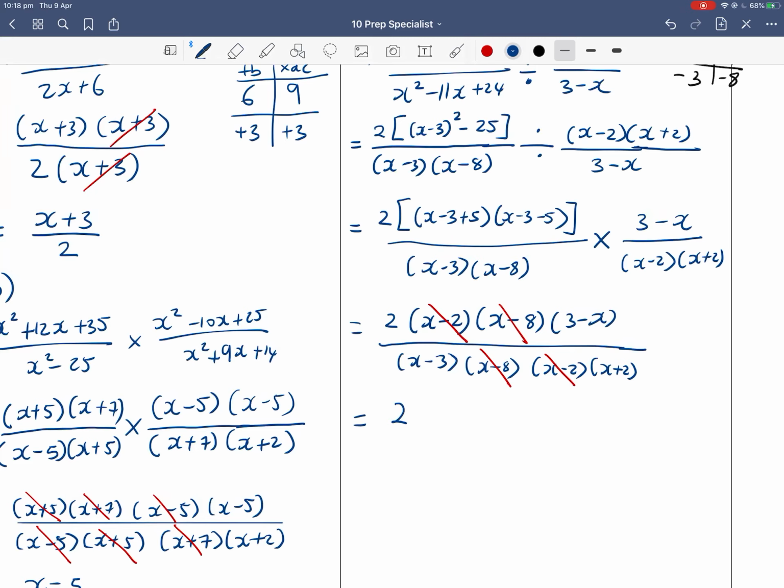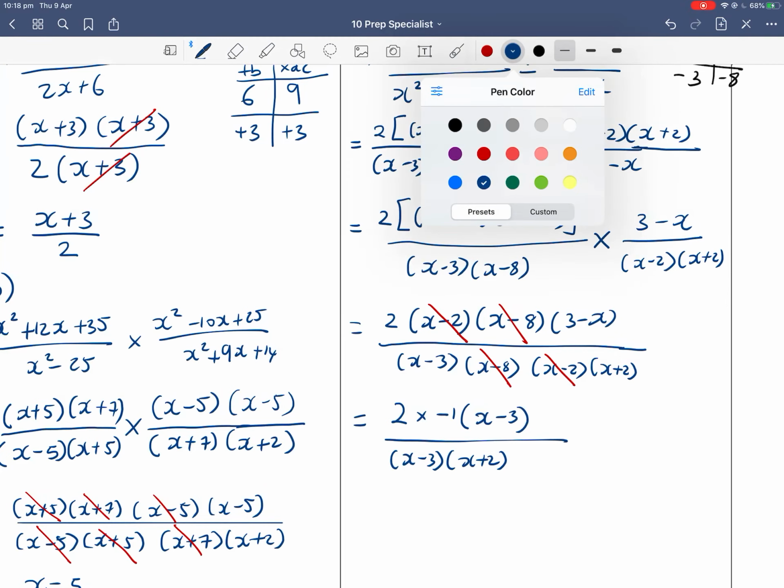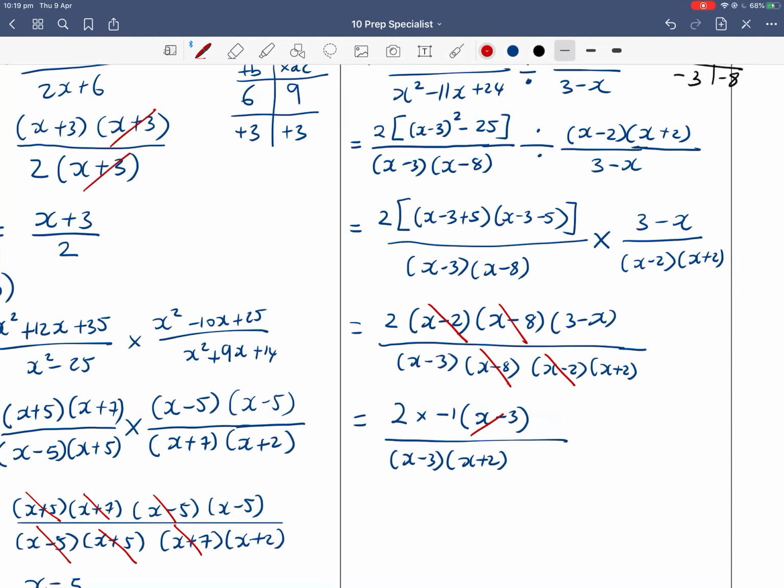So 3 minus x is the same as pulling out a -1 outside of x minus 3. So it's 2 lots of -1 lots of x minus 3. And that's all over x minus 3, x plus 2. Now, because it's a product, we can cancel that off. And so we're left with a -2 on top and a x minus 2 on the bottom.